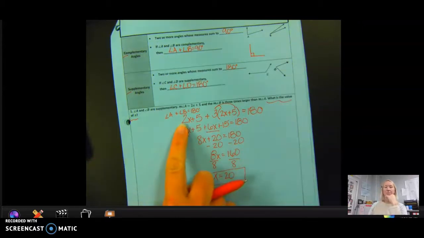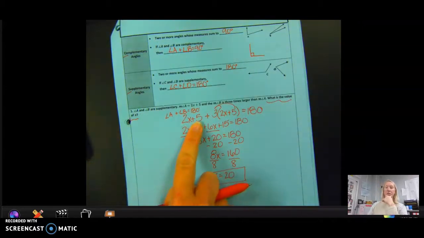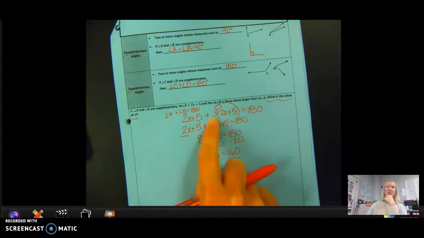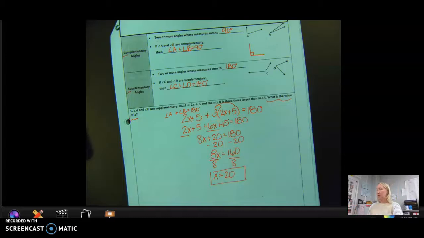So 2 times 20 is 40. 40 plus 5 is 45. So we know 45 times 3, that's 135. So 135 and 45 add to 180, so that works.